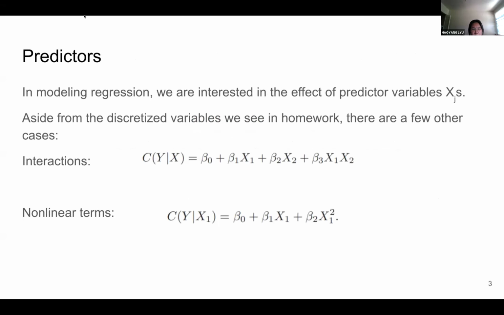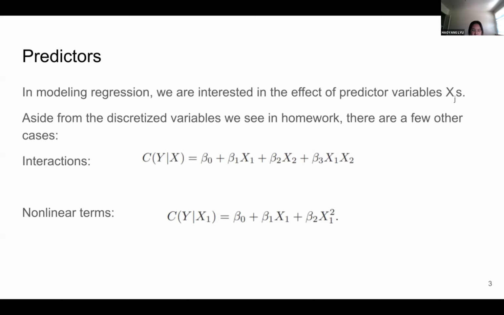So when making a regression model, we are interested in the effect of the X_j's. So an important problem is how we specify the predictors. Aside from what we see in homework, there's discretizing variables. Like in homework 1 and 2, we were making numbers like 0, 1, and 2 based on the scale. There are a few other cases.